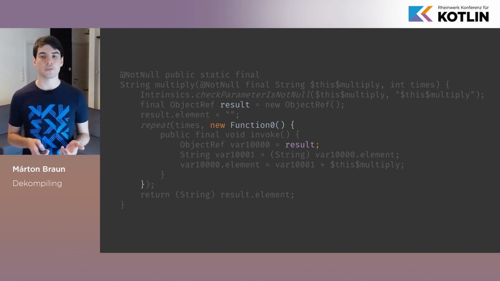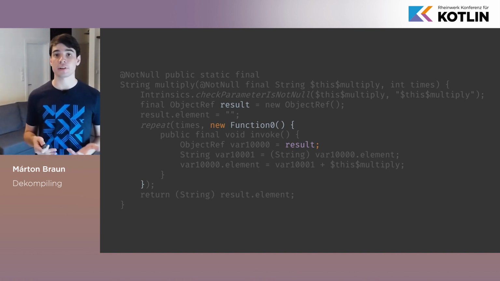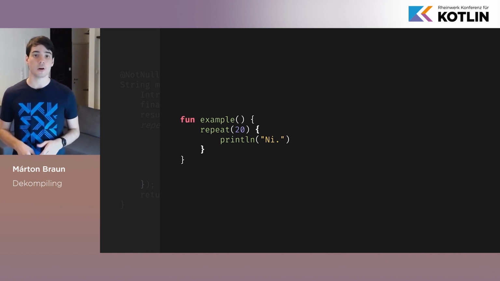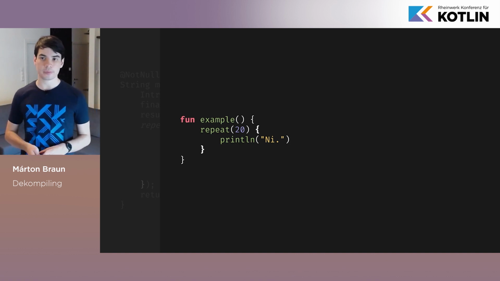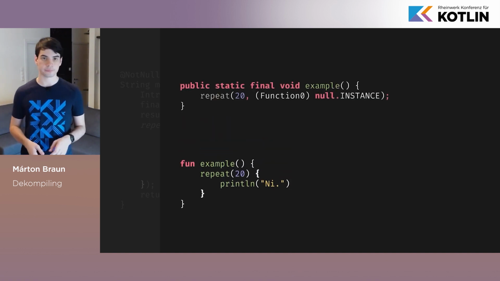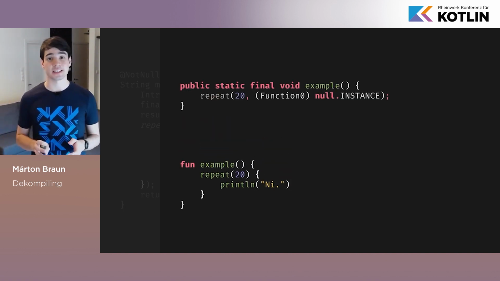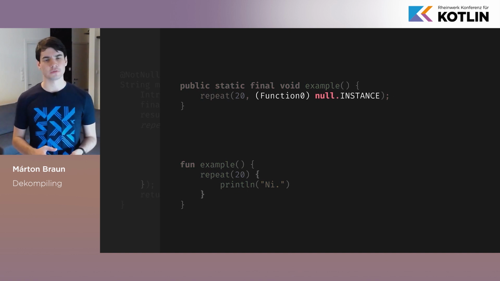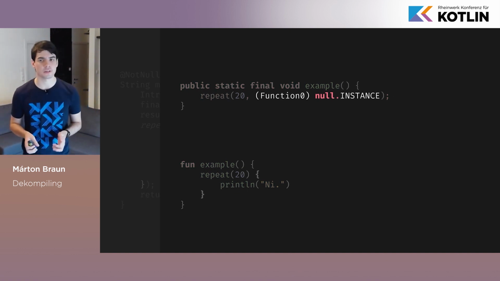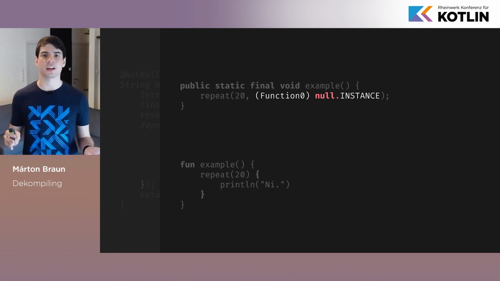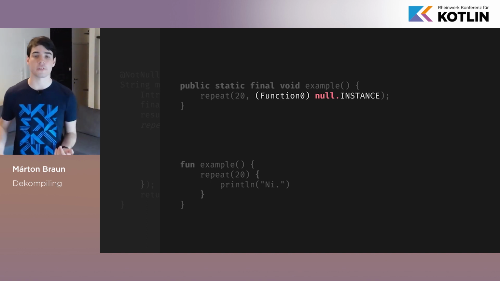What if we had a simpler function passed into repeat, which doesn't require any external parameters? Let's take an example like that. For example, this super simple function, which just prints a hard-coded string. If I were to decompile this with the built-in decompiler of the IDE, I would see something like this in my Java code, which doesn't really make a lot of sense. So we have this null.instance here, which is probably nonsense, maybe doesn't compile, maybe it's a null pointer exception at runtime. It's definitely not sensible Java code.